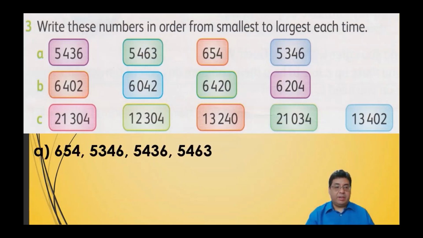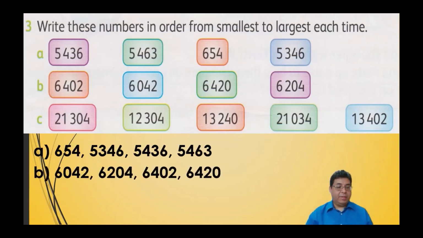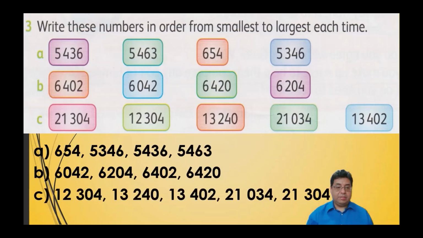So here's letter A, and as you can see, we're going from the smallest and moving our way up to the largest. Letter B, same thing. We're going from the smallest and moving our way up to the largest. And also for letter C as well. So we're moving it from the smallest to the largest, okay?